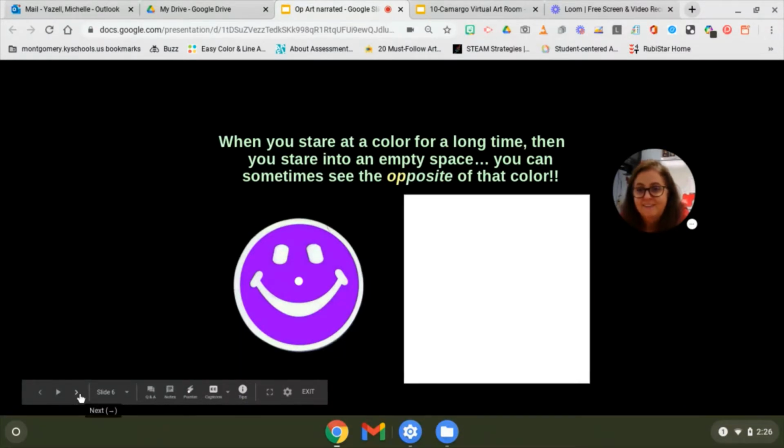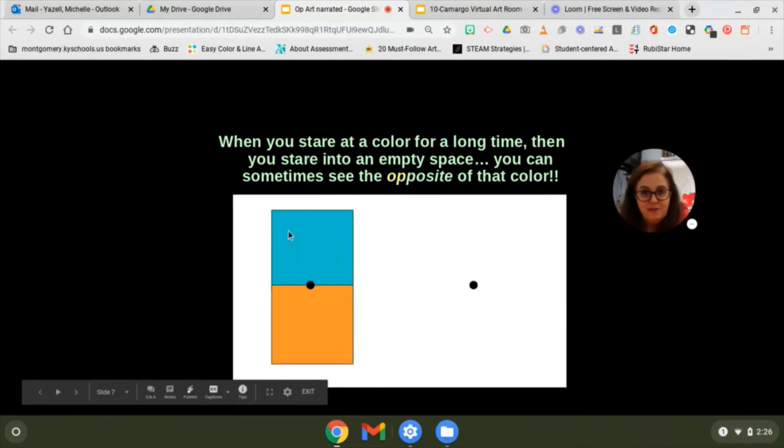Kind of cool, huh? So let's try one more. This one is the blue on the top, orange on the bottom. Again, these are complements. So what's going to happen is they're going to trade places. Stare at the black dot in between the two squares for 10 seconds.